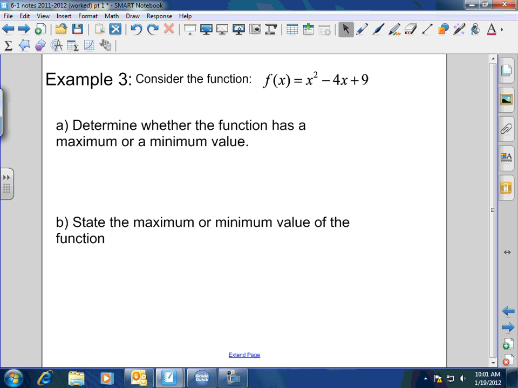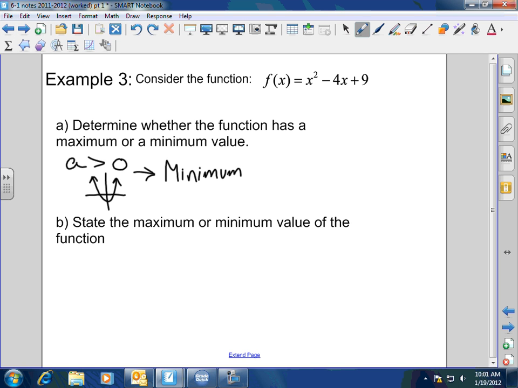Okay, now, consider the function. Just what I was talking about. Determine whether the function has a maximum or a minimum value. First of all, a is greater than 0, correct? So that means that the graph is going to point upwards, correct? So am I going to have a min or a max? I'm going to have a min.